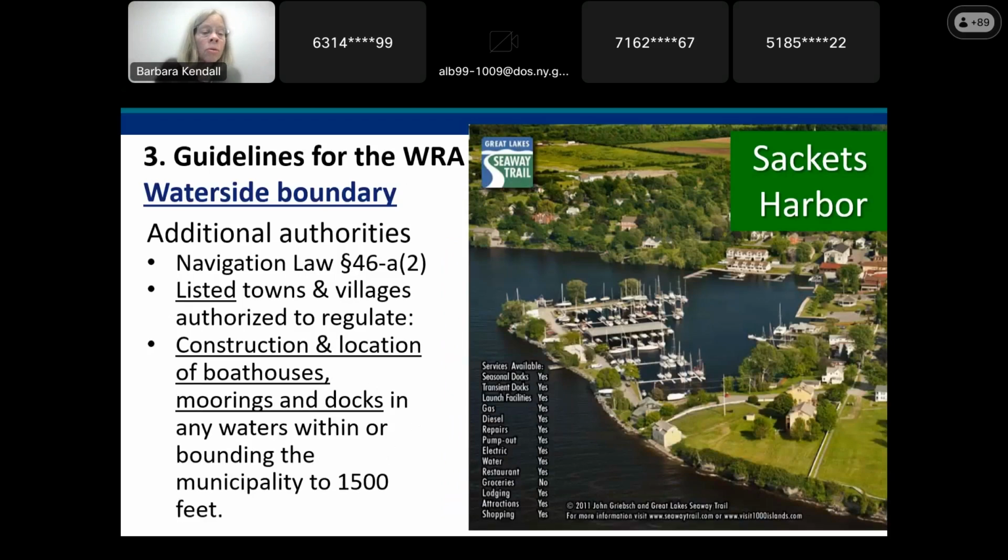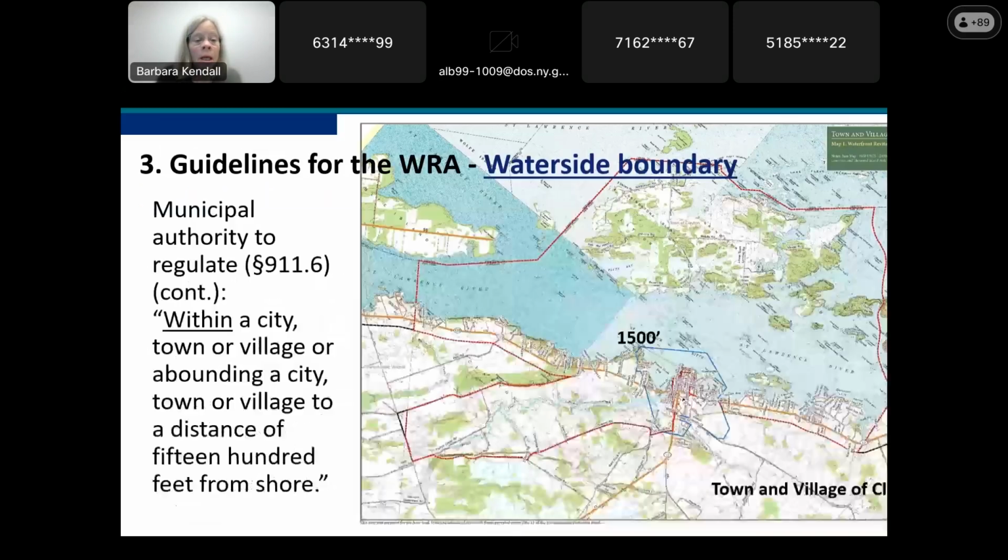Another authority is Navigation Law 46A2, which lists towns and villages. For example, the village of Sackett's Harbor actually already had the authority to regulate construction and location of boathouses, moorings, and docks up to 1,500 feet, even before they had an LWRP. There's a bunch of communities listed in that law, but they wanted to also do an LWRP for the other benefits that can be gained from having an LWRP. So those are the existing authorities that need to be thought about when you're doing that waterside boundary.